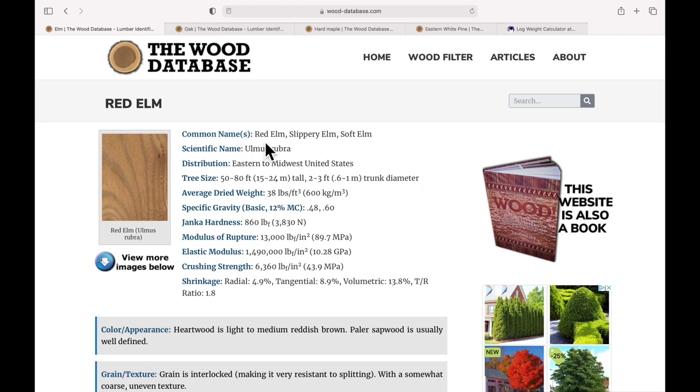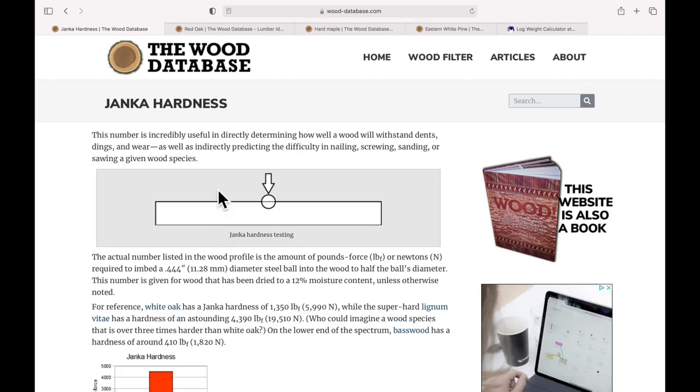So, common name, red elm, also known as slippery elm or soft elm. There's the scientific name, its region, how big it gets, the average dried weight, and all that. One of the biggest things I look for is what's called the Janka hardness, and we're going to click on that. And what is the Janka hardness?